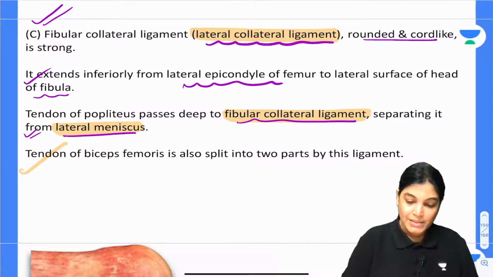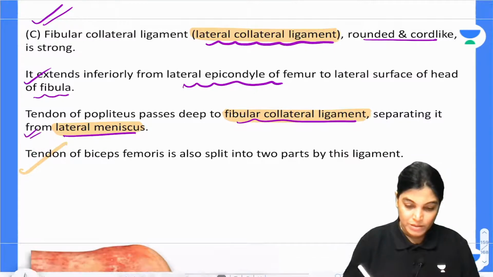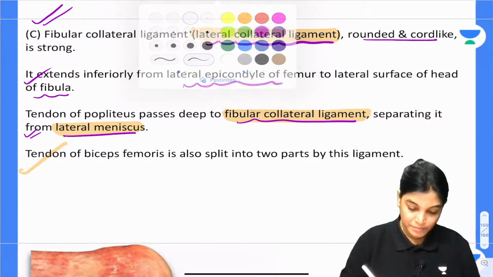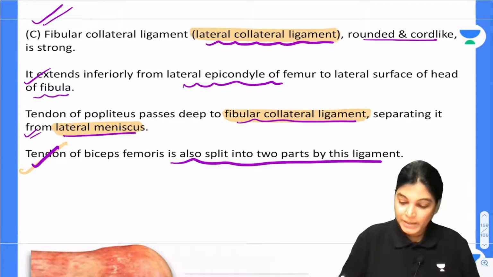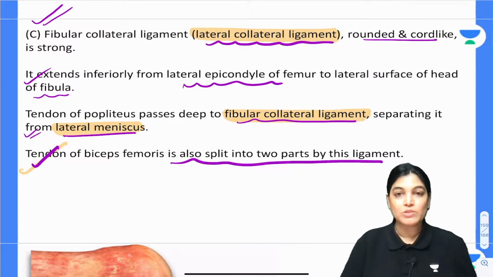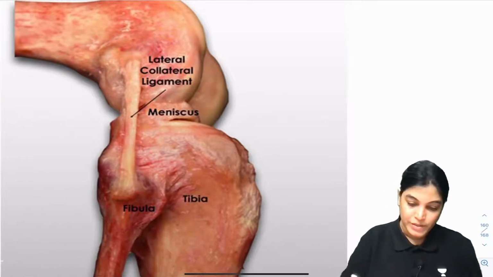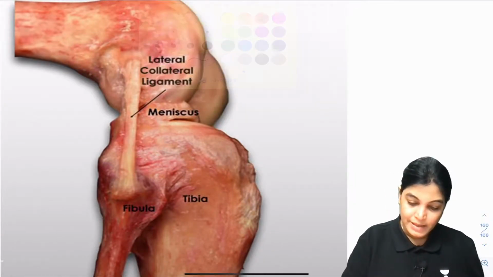The tendon of biceps femoris is splitting this ligament into 2 parts. Let me show you the diagrams. See here, this cadaveric image will show you the whole extension of this ligament.